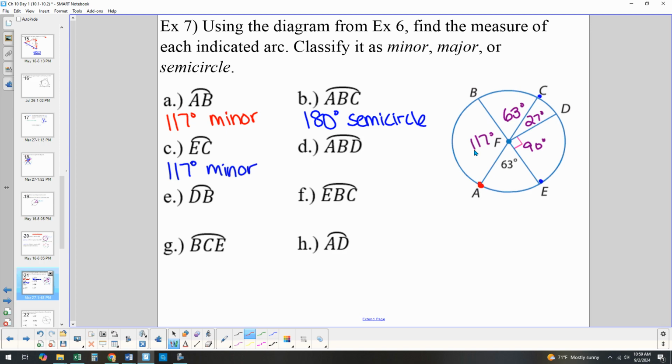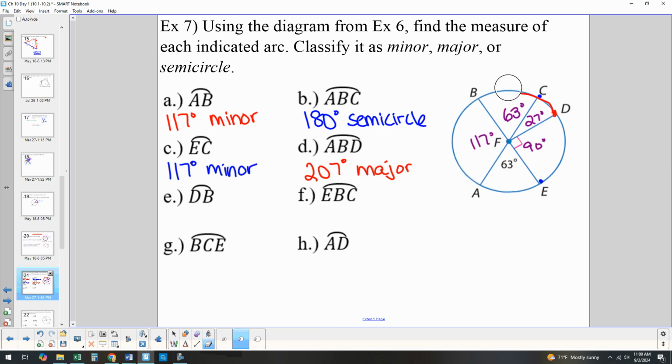A, B, D. So we're going to go all the way around here. I could either add together these three arcs or take these two away from 360. To me, I know that ABC is 180, so I'm going to do 180 plus this extra 27, and I get 207. And this one is going to be a major arc because it's more than 180 degrees. It was three letters, and it wasn't a semicircle.